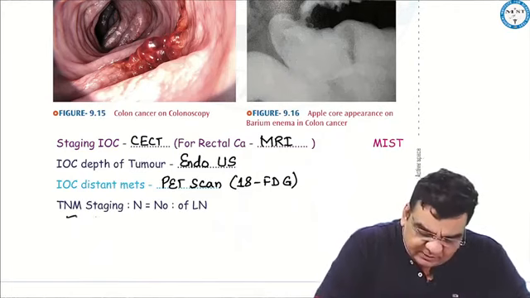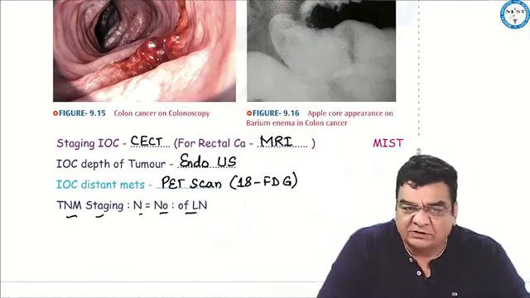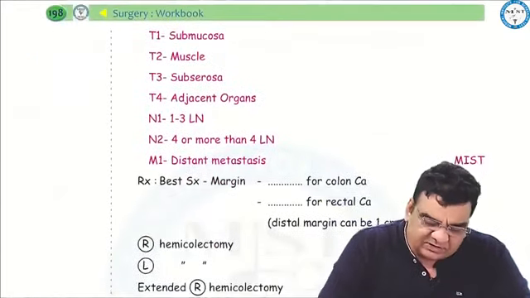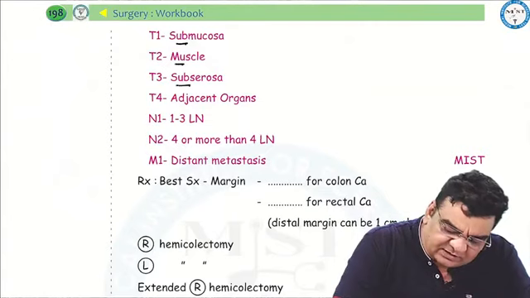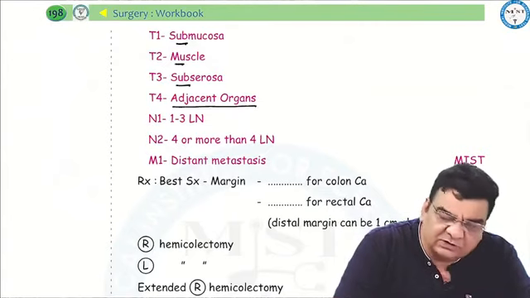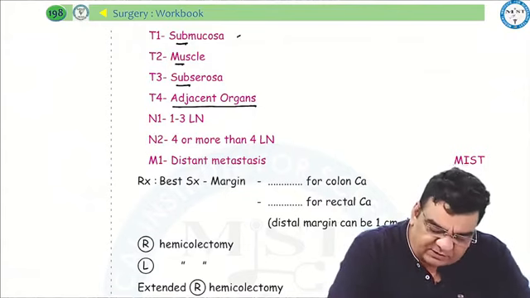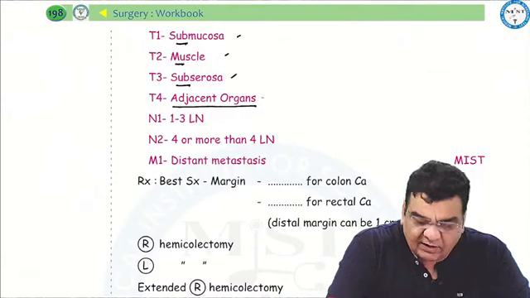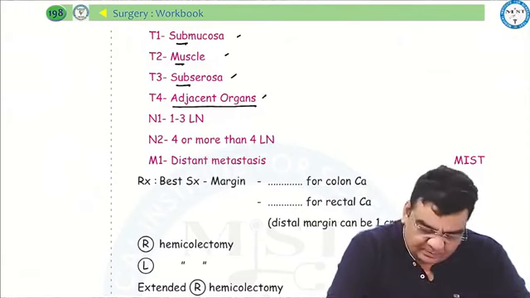In TNM staging, N stands for number of lymph nodes. That is what we have been talking about in GIT. Now herein, the same story, beta. T1 submucosa, T2 muscle, T3 subserosa, and T4 through the serosa into the adjacent organs. If you remember stomach, T1 submucosa, T2 muscle, T3 subserosa, T4A penetrate the serosa, and T4B adjacent organs.